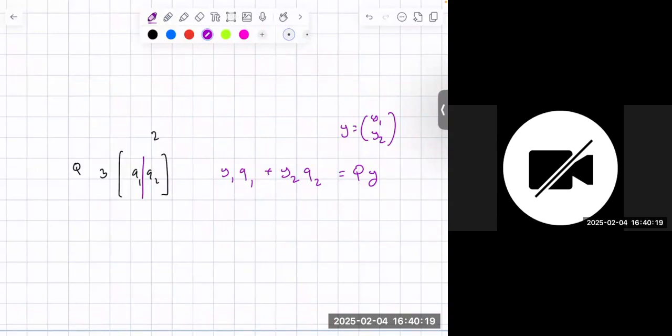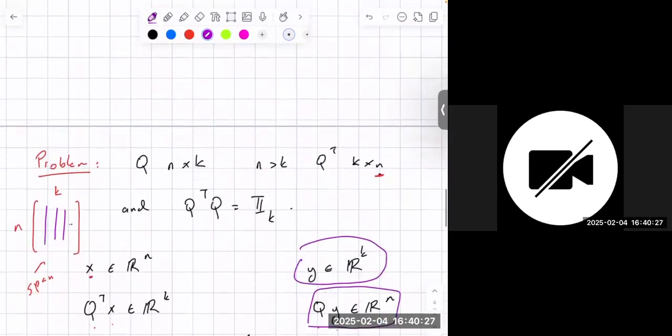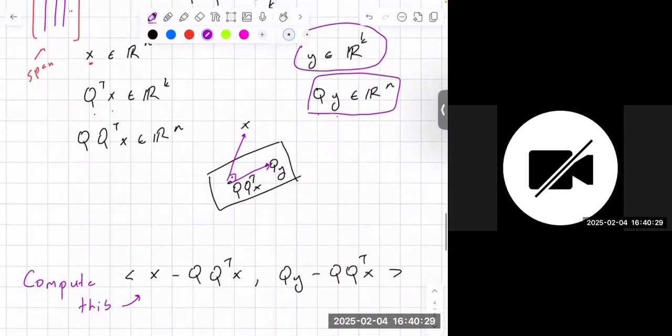In general, if you have k vectors, if Q is n by k, pick a generic y with k coordinates and multiply it with Q. That's what it is. And I'm trying to check if my vector here is actually orthogonal to any generic vector on that plane. If that's the case, this is really the special thing. It's the closest I could get. Okay, just check this out.